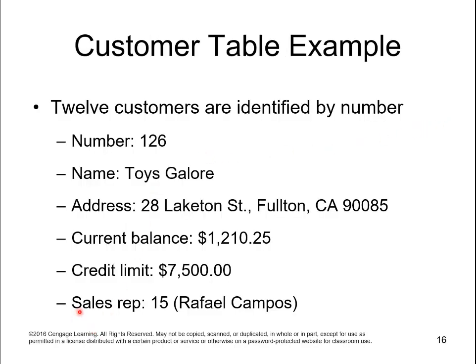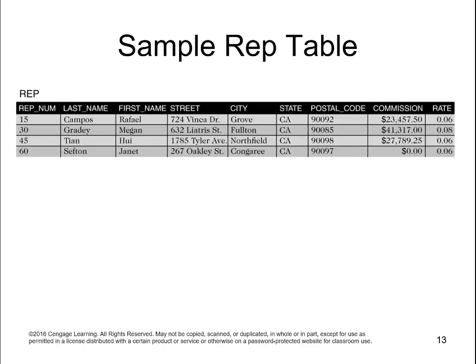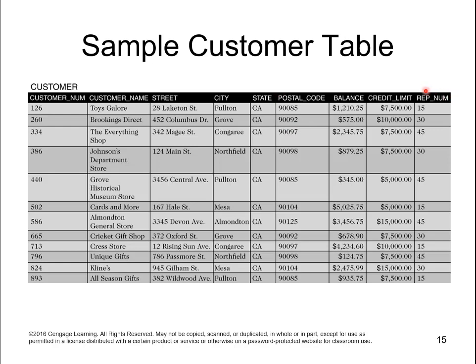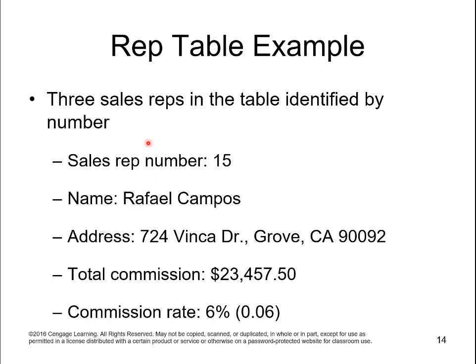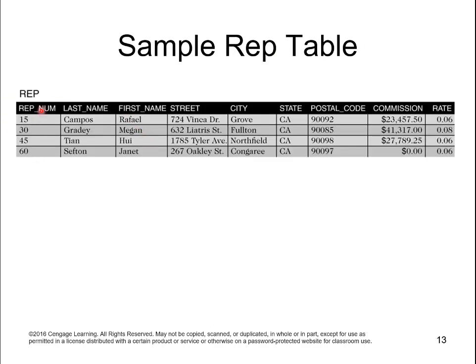So now, as it shows here on this customer table example, we've got Toys Galore, who happens to be number 126, and has a sales rep of 15. So we can go back to the rep table, look at 15, and go, oh, that's this person, Rafael Campos. And we can go, okay, now I know who the rep is. But see how there was a relationship between the rep number, which is in the customer table, and the actual rep table? And it also goes the other direction.